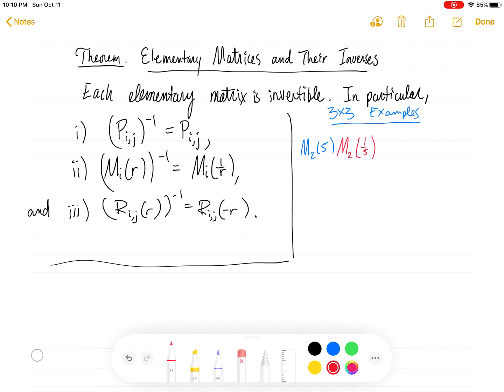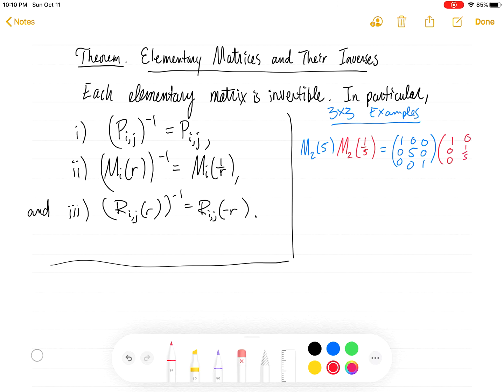Okay, so let's look at M2(5). Its inverse should be M2(1/5) according to this theorem. Let's see if when we multiply these together we get the identity. Yay or nay? Hopefully yay.